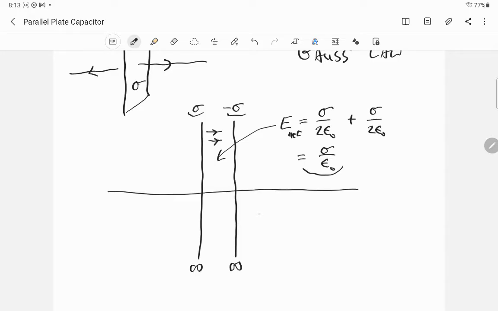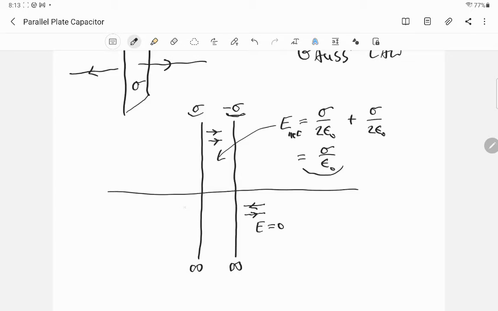But out here on the right-hand side, for example, I've got negative sigma, so that means there's an electric field pointed this way because of the negative sigma. But because of the positive sigma, I have the same amount of electric field that points in the opposite direction. So over here, the electric field is 0.